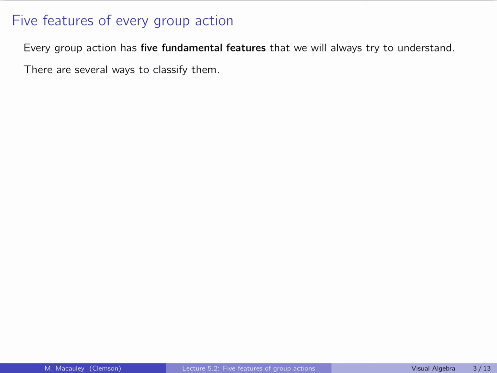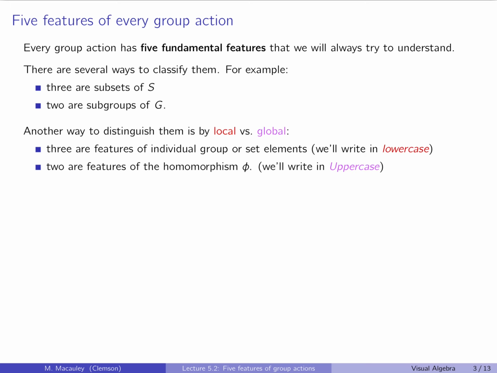As said in the title and the intro of this lecture, every group action has 5 fundamental features that we will always try to understand. And there are several ways to classify them. 3 of them are subsets of the set S, and 2 of them are subgroups of G. Another way to distinguish them is by local versus global.